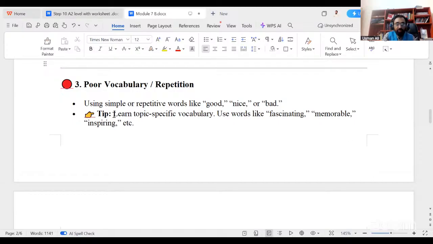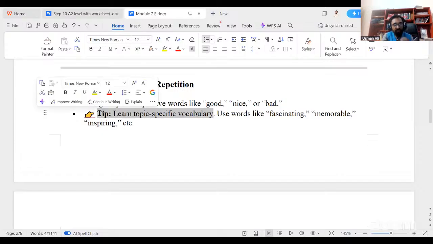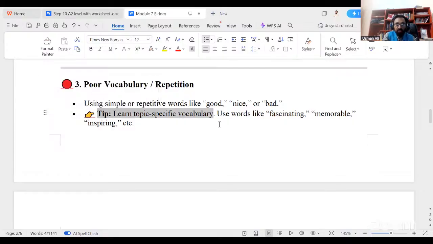Okay, now tip three, learn topic specific vocabulary. I have given the topic specific vocabulary to the students in the very first lesson, so you can benefit from that. Use words like fascinating, memorable, and inspiring, when you are all the time using the word attractive. So you can replace attractive with fascinating, memorable, and inspiring too.